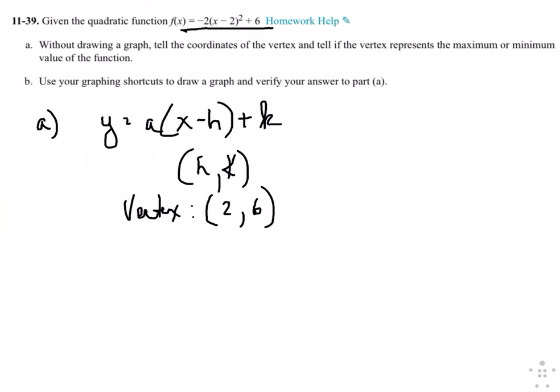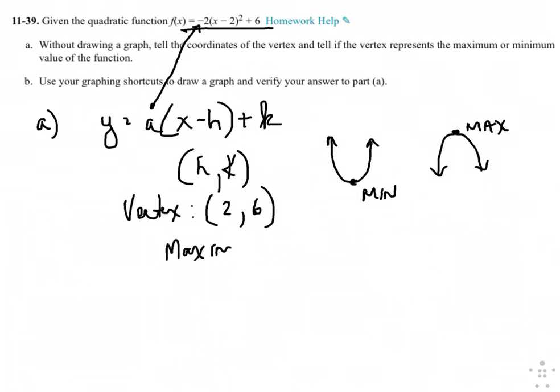Now, then it says for A, is it a maximum or minimum? Let's remember what it means. If the parabola opens up, then the vertex is a minimum. If the parabola opens down, then the vertex is the maximum, right? So in this case, we know that the a here is negative, which means it opens down. So therefore, this is a maximum value.